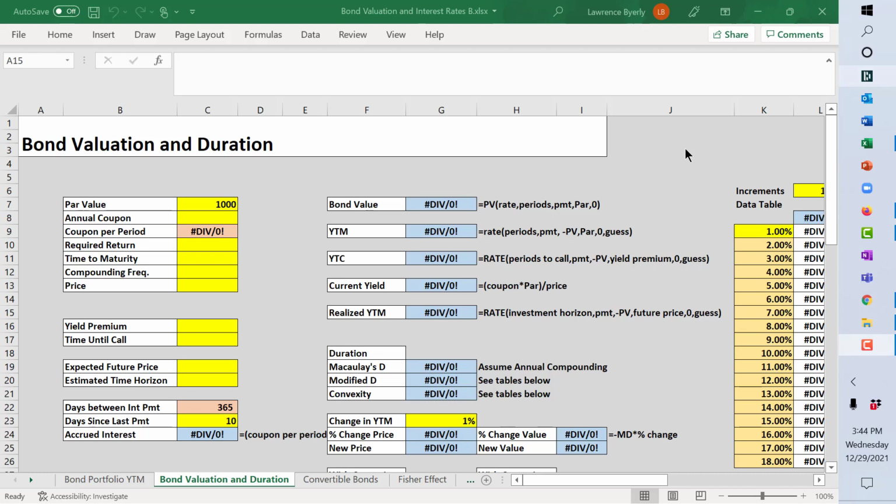In this video, we're going to do a rather simple demonstration of how you can use this worksheet to solve some basic bond valuation issues. As you'll see, there are lots of different things we can ask and things that we can analyze, but we're going to keep this as simple as we possibly can.